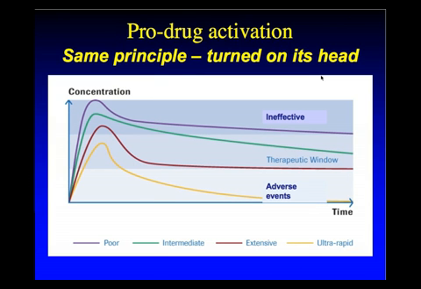But on the other hand, if you're dealing with a pro-drug, and there are many examples in the opioid class, the pain relievers that are called opioids, then if you're a poor metabolizer, you're going to have essentially ineffective levels in the system. But if you're an ultra-rapid metabolizer, you're going to have adverse events for a pro-drug. And I mention this again because this is an important concept to keep in mind.